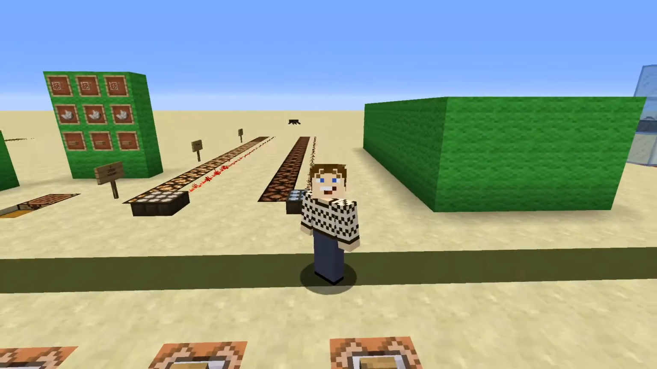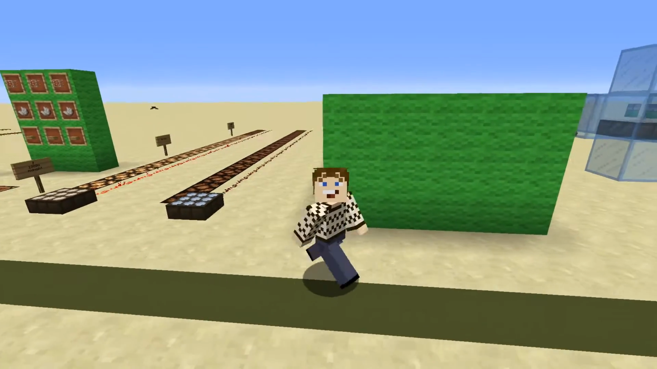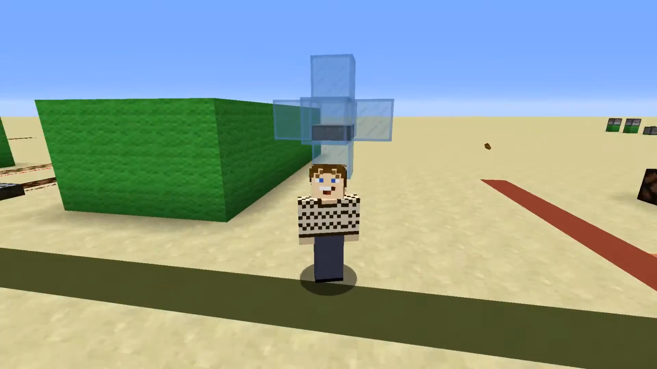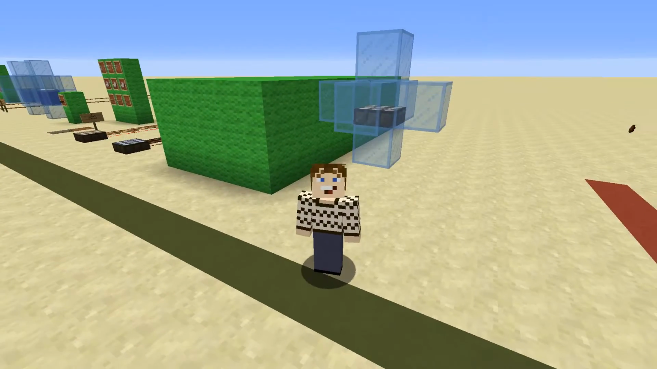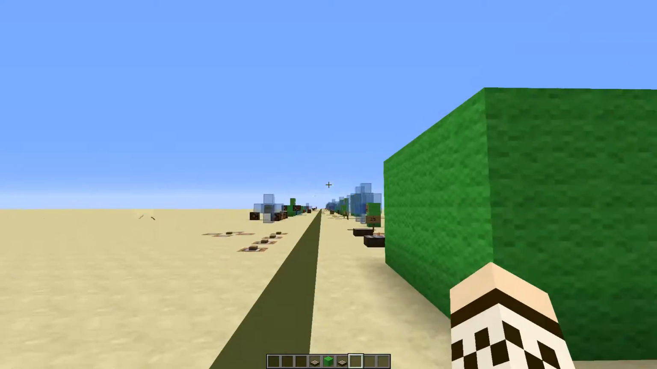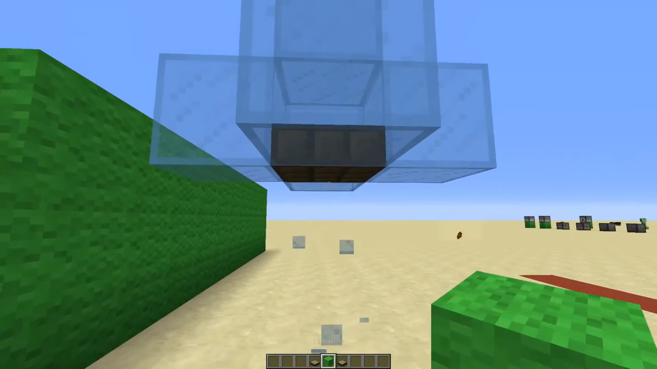We've got one more thing to look at with the daylight sensor, and it's just all the way down over here. This is the pattern of which the daylight sensor does. It weakly powers every single adjacent block. So let's just test that. What we're going to do is put a block under it.